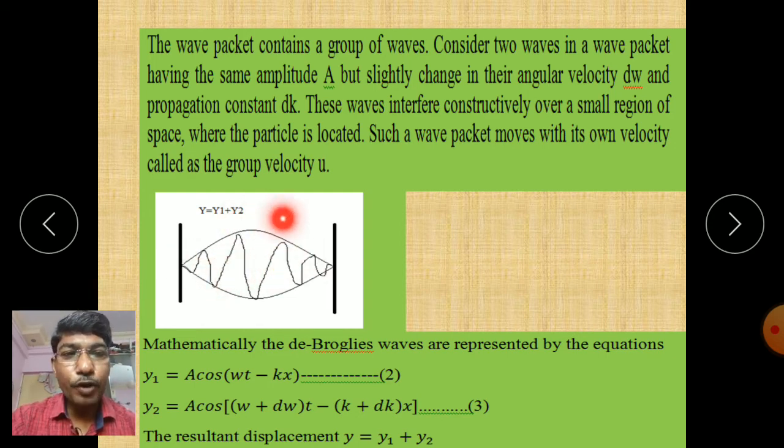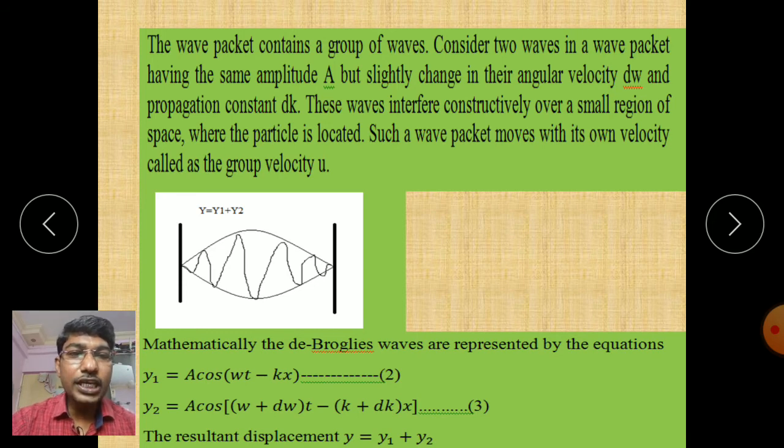This is the wave packet, and this wave packet moves with its own velocity, that is called group velocity. The particle is associated with this group and is located inside this group only, not outside. Therefore, this can be understood mathematically.